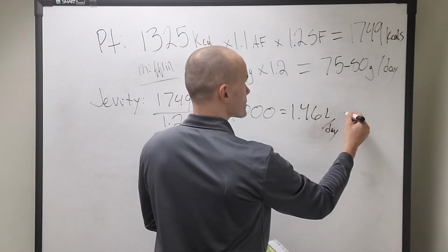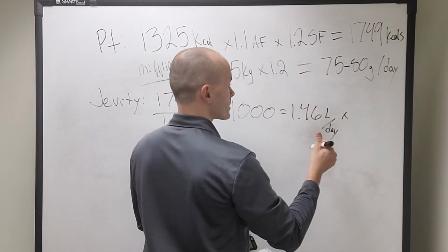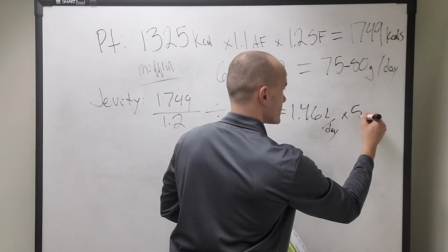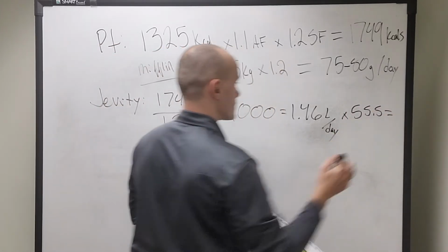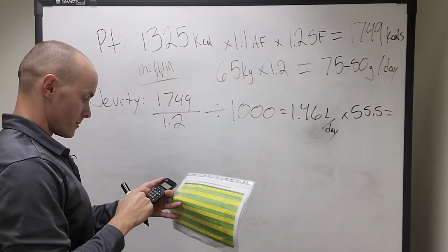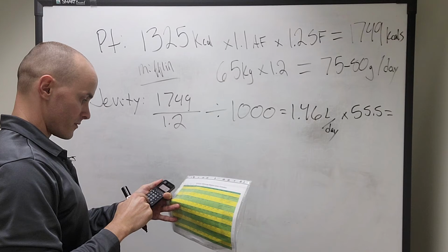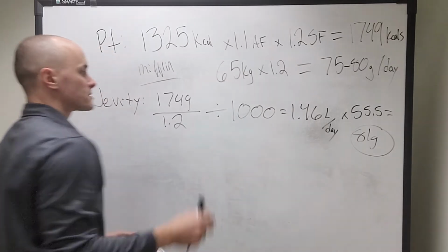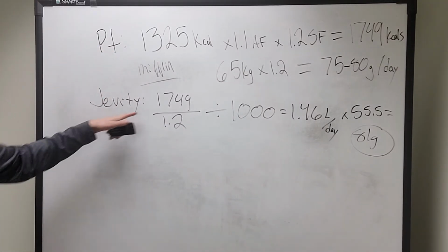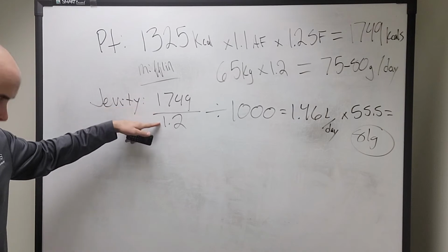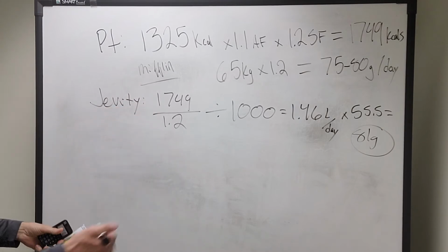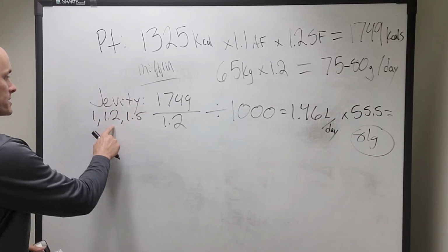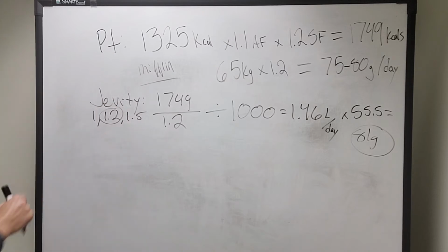So what you can do is you multiply this by the protein that's per liter. So this Jevity is 55.5. So that's going to give us 1.46 times 55.5. That's 81 grams. So what this means is if you have Jevity and these are your calorie needs, if you divide it by the concentration of the formula, whatever this is, if this is a 1 cal, a 1.2, a 1.5, this here at our facility is a 1.2 cal formula.